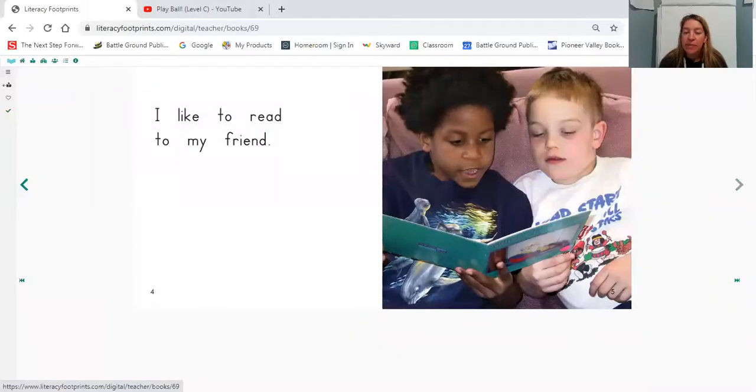So now this boy is reading, but he's reading with somebody else, and that somebody else is his friend. So let's look for the word friend on this page. The word friend starts with the letter F, fur. So we're looking for F-R. Let's look right here, friend. We want to read all the way through our words, friend. So now he's reading with a friend.